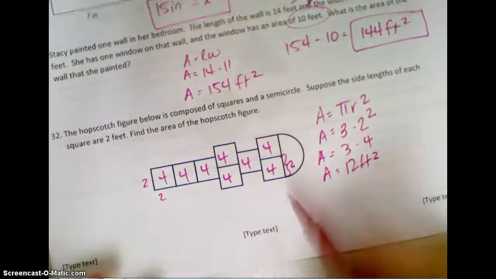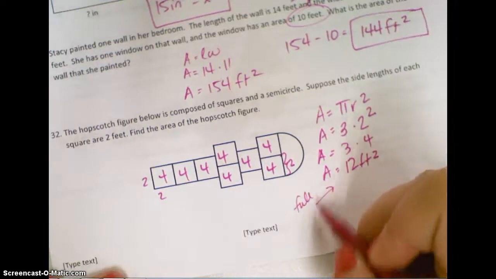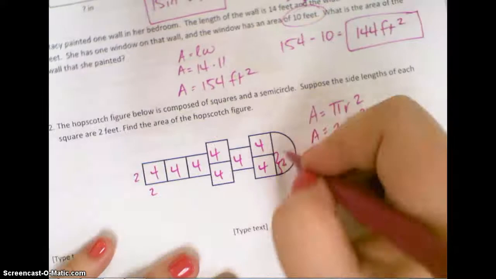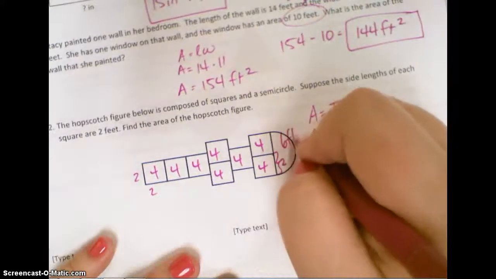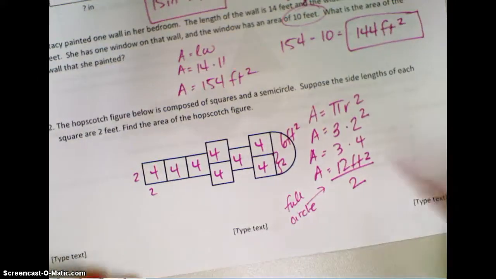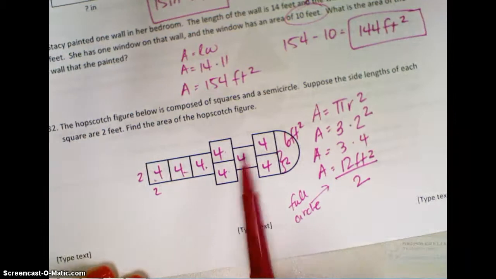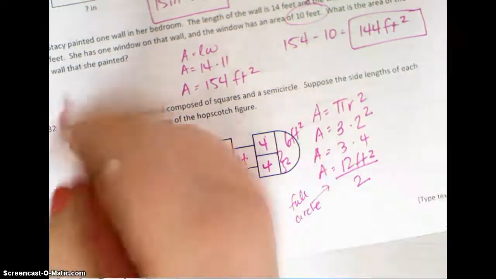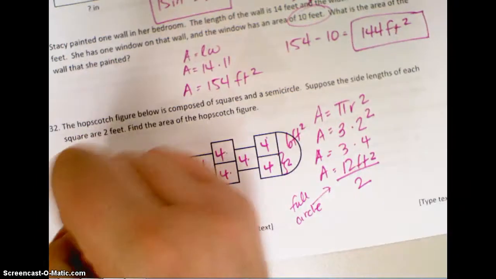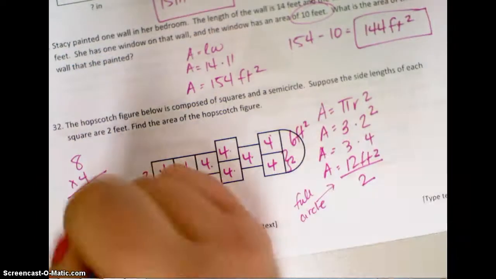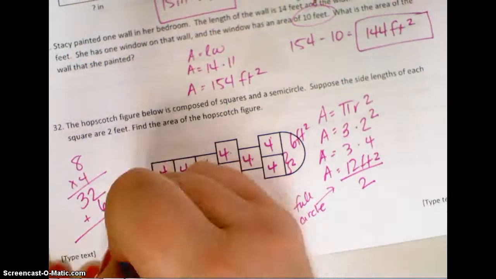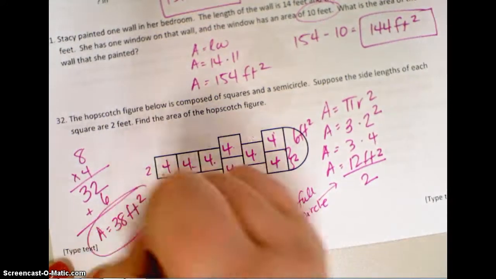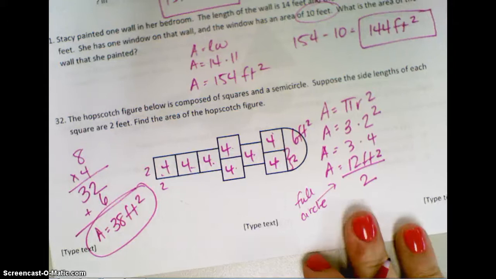However, that is for a full circle, and I need a semicircle. So I actually need to divide this by 2, and the area of this part will be 6 feet squared. Now when I add all these up, I've got 1, 2, 3, 4, 5, 6, 7, 8 squares that have an area of 4. So 8 times 4 is going to be 32 feet squared, plus my semicircle of 6 feet squared. So I will have a total area of 38 feet squared.